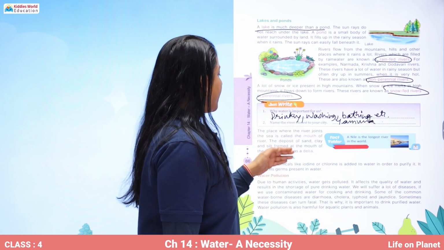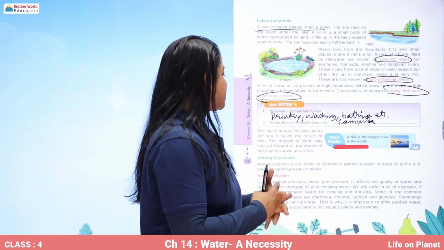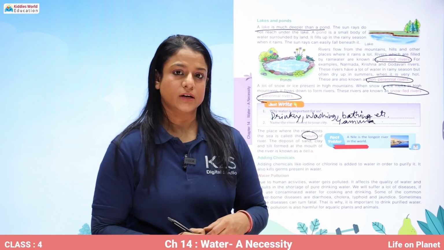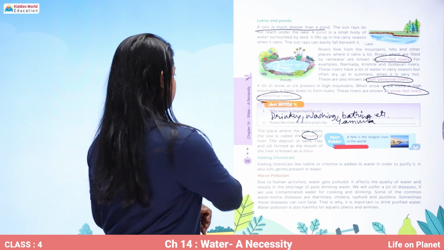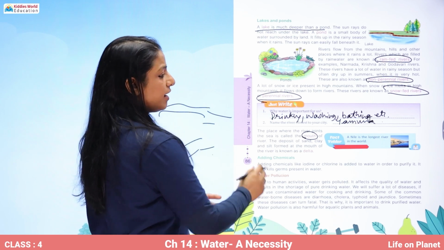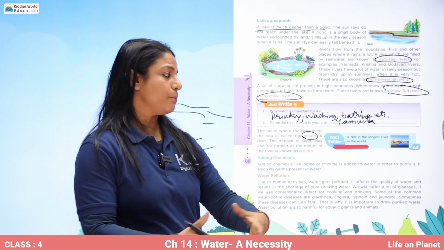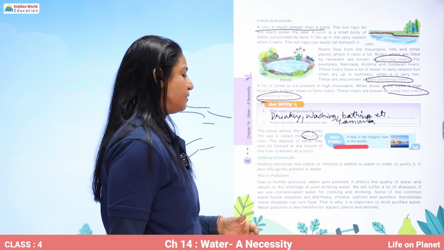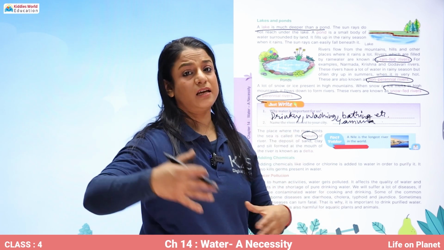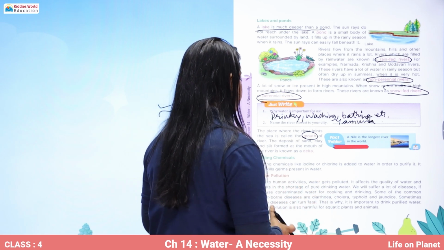Okay. So the place where the river joins the sea is called the mouth of the river, right? So you know that the rivers which are flowing will gradually find their way and meet the sea. And the part where it meets the sea is called the mouth of the river.